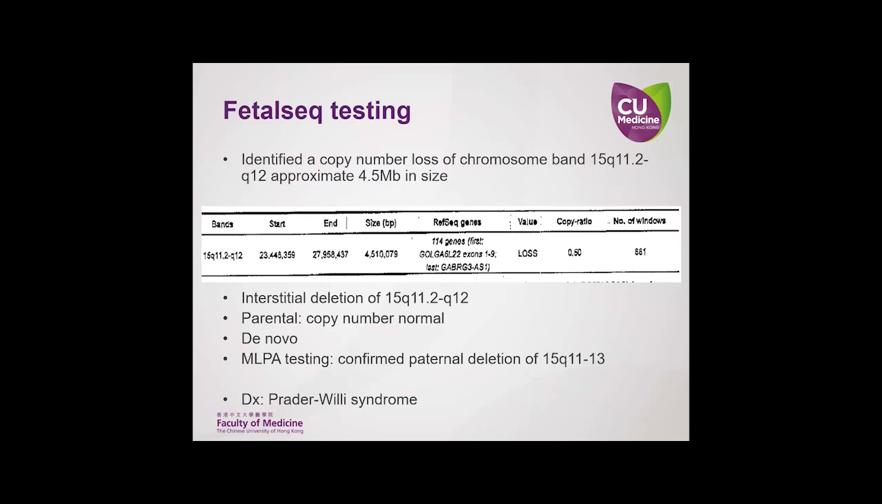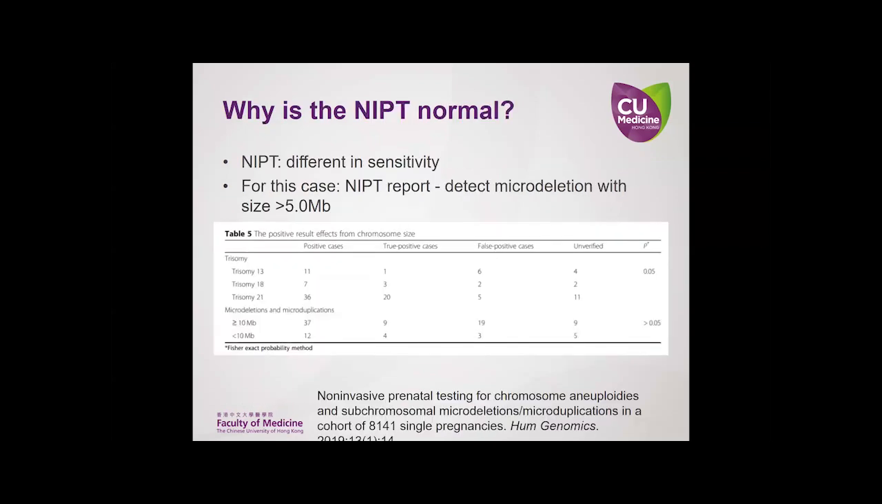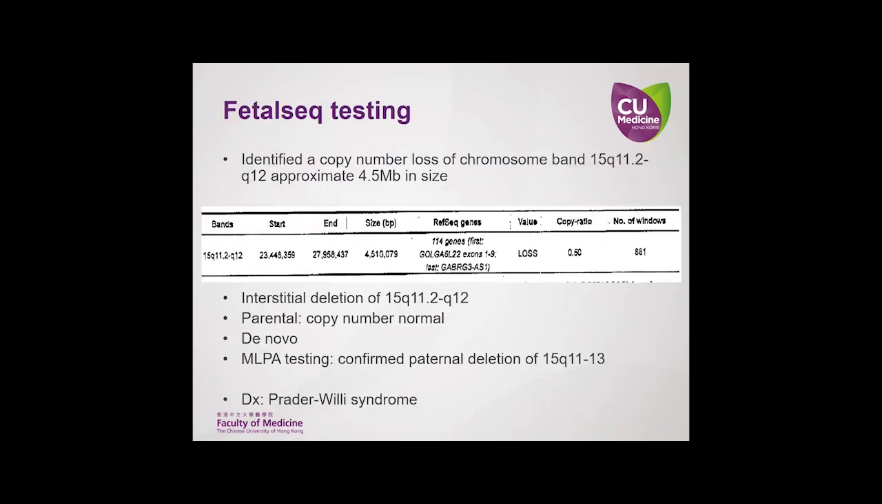I think at least it's good that they mentioned that the sensitivity is not 100%. For microdeletions, it's even lower than for trisomy. For this case, the size is not bigger than 5 megabase, and that laboratory only had the detection ability to check for sizes bigger than 5. Most laboratories nowadays can check for sizes above maybe 3 megabase. So if the patient had chosen a laboratory with a 3 megabase threshold, this condition could have been identified antenatally.